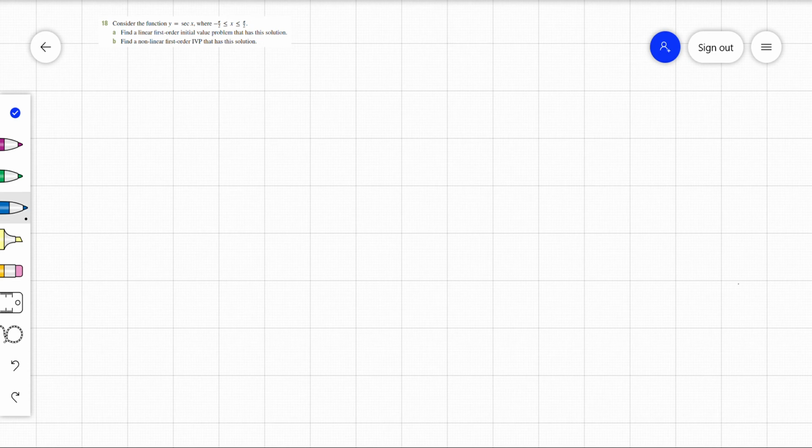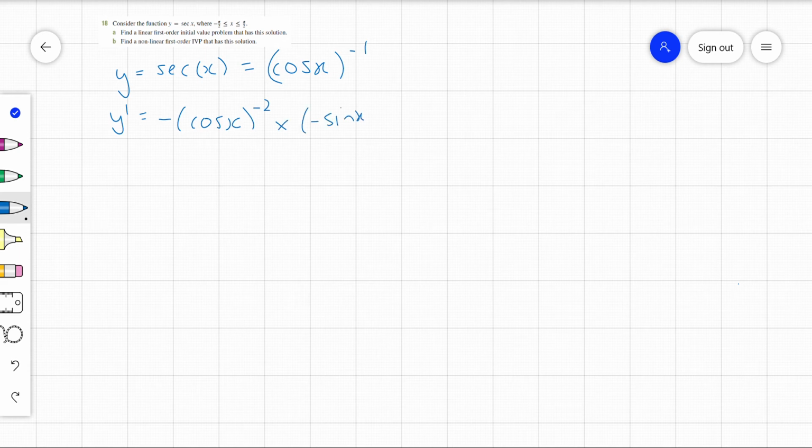Right, we want first order, one linear, one non-linear, but first order. So what we can do, if we know y equals sec x, we can first do y dash. So sec x is the same as cos x to the power of -1, right? It's just the reciprocal of cos x. So if I'm differentiating that, I get negative, using the chain rule, cos x to the power of -2, then go inside, cos x goes to negative sine x.